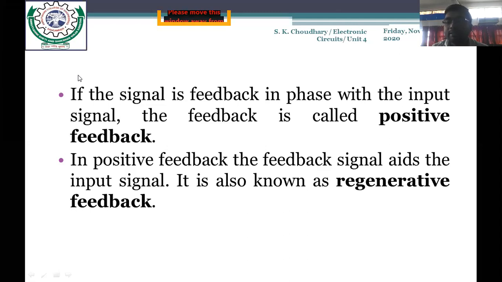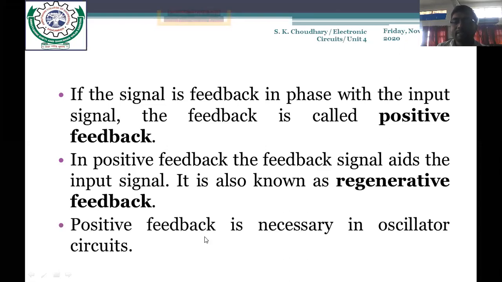The answer is oscillators. We have learned the RC phase shift oscillator and the Wien-Bridge oscillator. These are some of the circuits or applications where we use positive feedback.